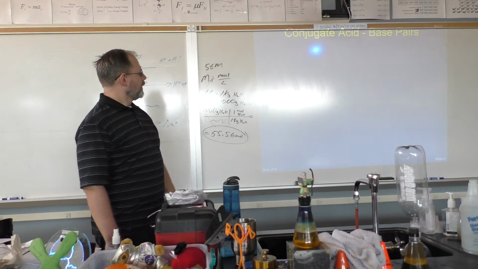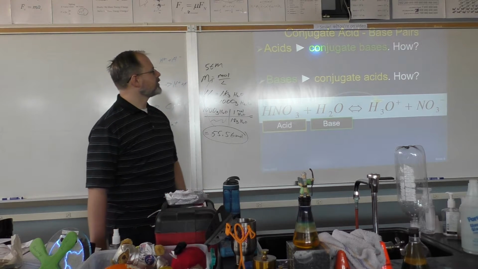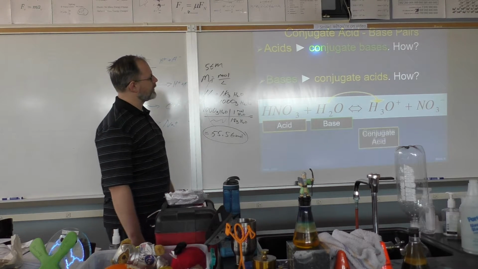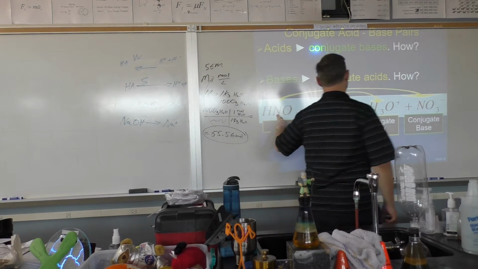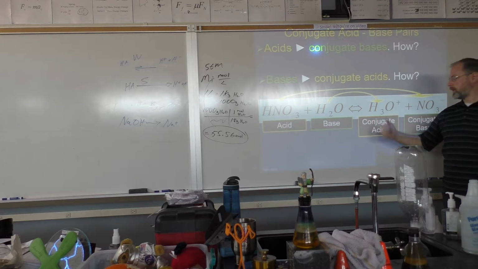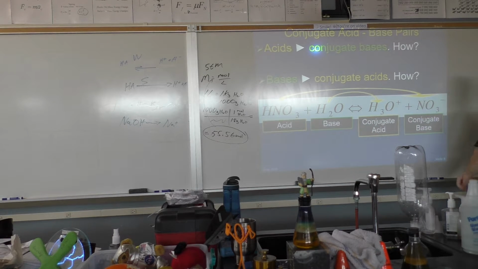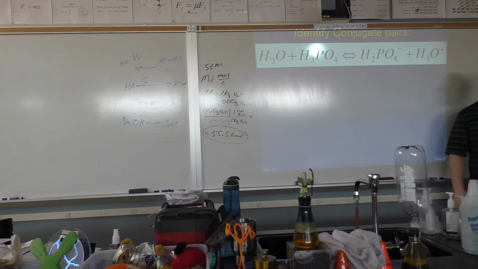Now we're talking about conjugate acids and bases. Acids produce conjugate bases, and bases produce conjugate acids. So HNO3 is an acid. This should not be in equilibrium; it should be a straight arrow, but you know, what are you gonna do. How about this one? See if you can identify the acid, the base, the conjugate acid, and the conjugate base.